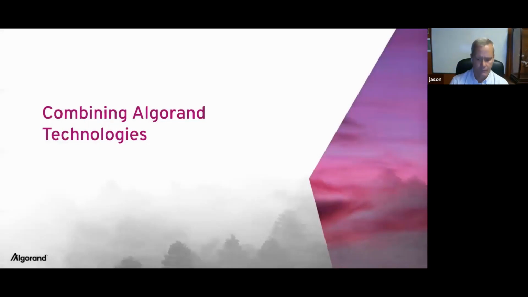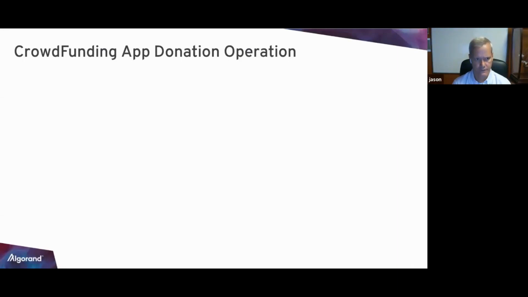So now that you know what the 2 types of smart contracts are, I want to talk a little bit about combining these with other technologies. And the best way to go about doing that is give you some real world examples of some solutions that we built on the developer portal. The first one I'm going to start with is a crowdfunding app.